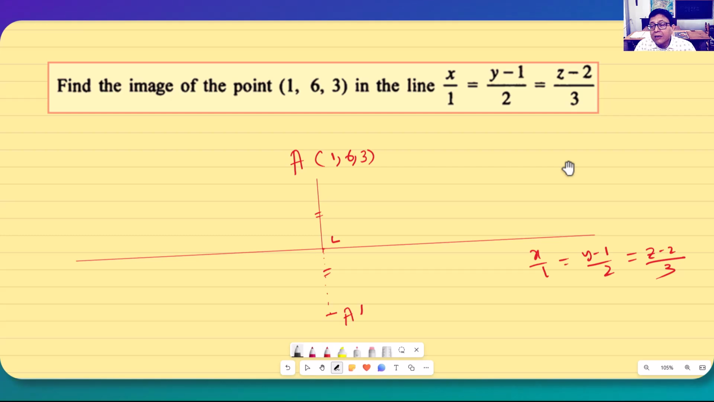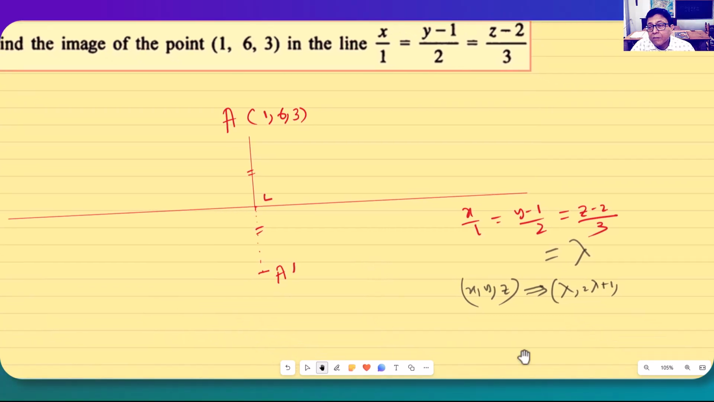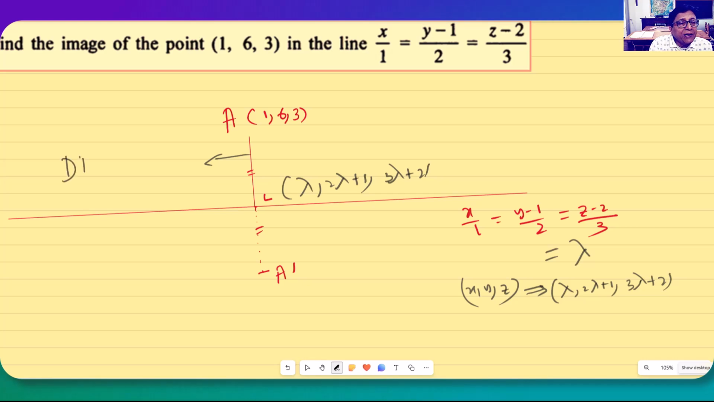You assume that let this be equal to lambda. So x, y, z is going to be what? This is going to be lambda, 2 lambda plus 1 and then 3 lambda plus 2. So the point L, we have taken as lambda, 2 lambda plus 1 and 3 lambda plus 2. This is the point on the line, that's why. Now we find the drs of AL.